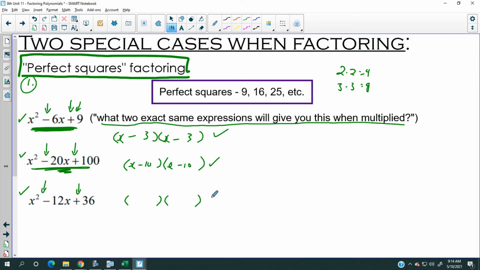All right, one last one, and then we're going to move on to the second case. Now, here, again, what must be the two numbers? What two of the same numbers multiply to positive 36, but when you add them give you negative 12? That's 6. As a matter of fact, negative 6. And you can check your answers. You could do x times x, and then first, outside, inside, and last. You FOIL it, and you will get this as an answer. Okay? Good?